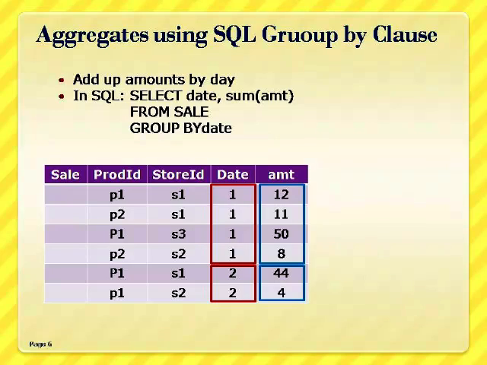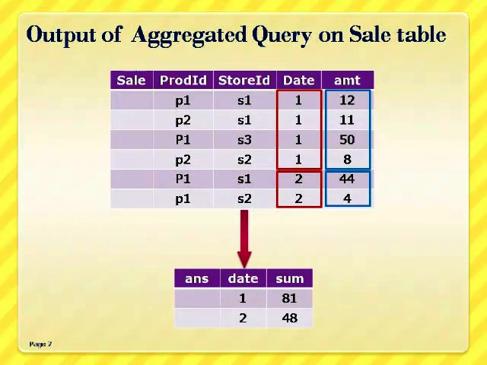What this query does is it divides the data into 2 parts. One part is for date value as 1, another part is for date value as 2, then computes the total of AMT values for date equal to 1. That is, in this example, it is 81. Similarly, for date equal to 2, it is 48.